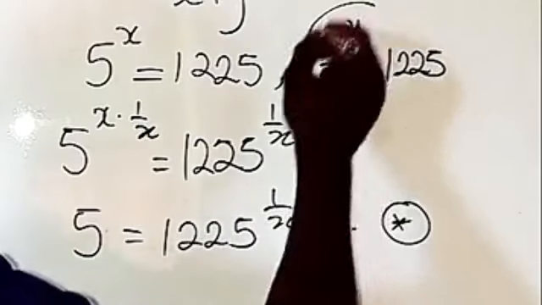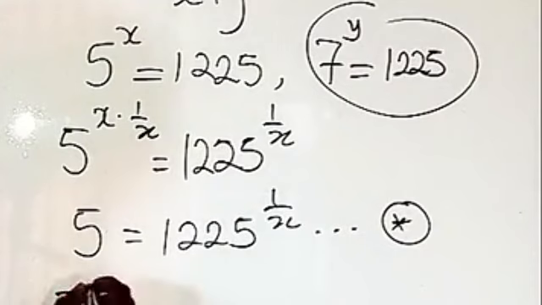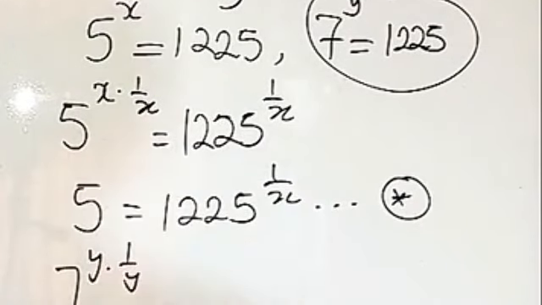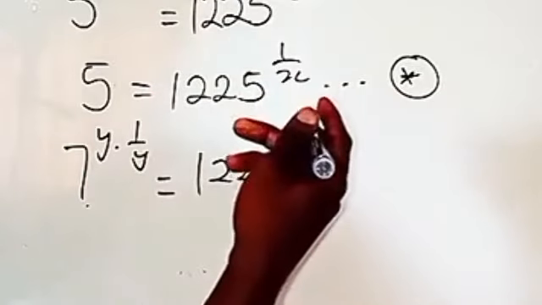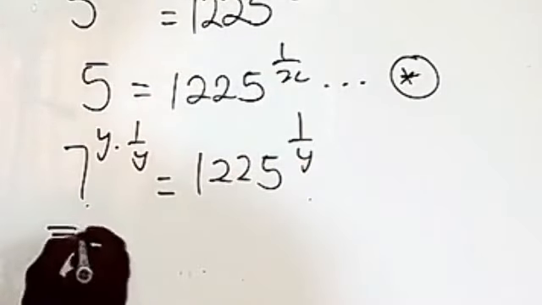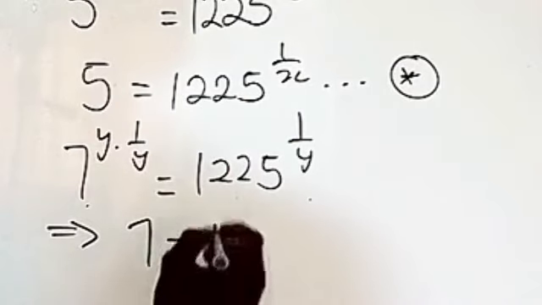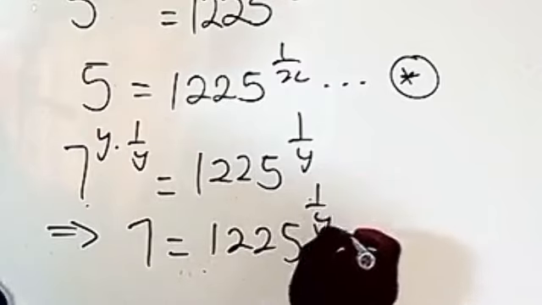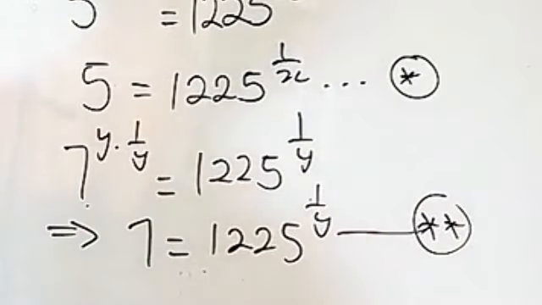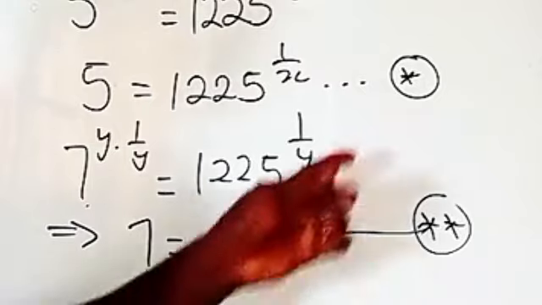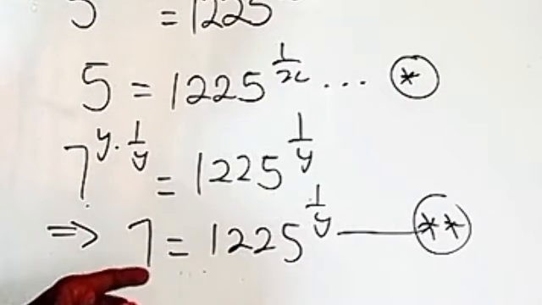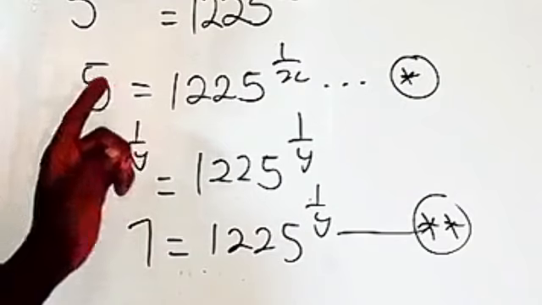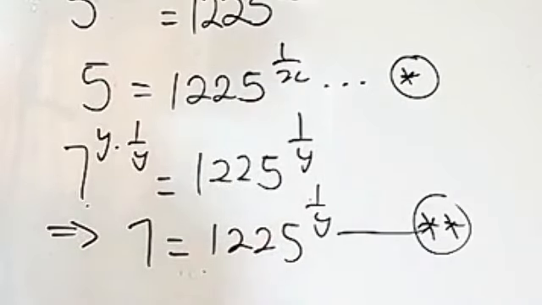Now let me pick the second one. 7 to the power of y, the same thing I did there, raised to the power of 1 over y equals 1,225 to the power of 1 over y. This implies that 7 equals 1,225 to the power of 1 over y. Let's call this equation star star. Now let's do something with these two equations: we multiply the left hand sides together and the right hand sides together.